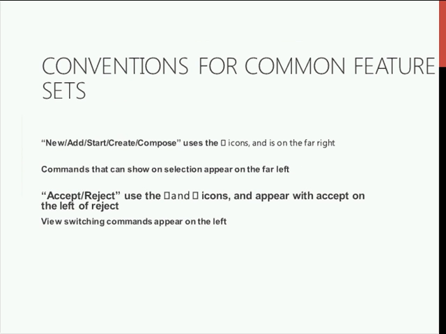And these conventions are, like I said, new, add, start, create, compose. They are on the far right of the app bar. So everything that is basically global and which is basically a feature that can be used throughout all levels of the application has to go on the far right. Commands that can show on selection or that actually manipulate the page that you're on go on the far left. For example, the map view and the list view is something that will actually manipulate the content that we're looking at right now. So that will go on the far left.